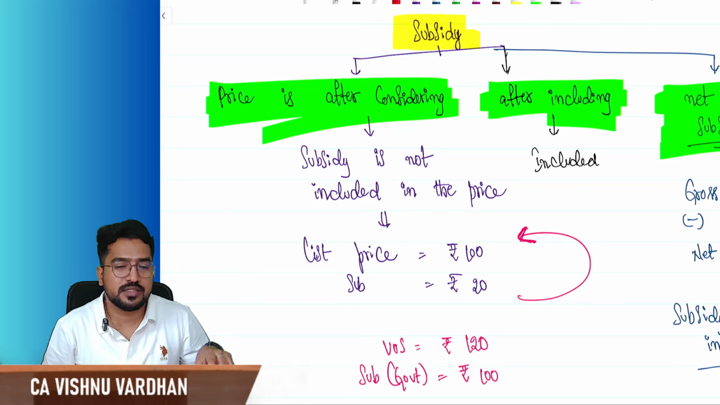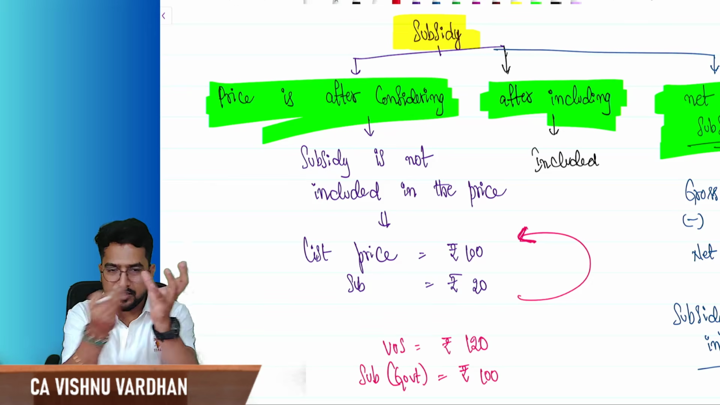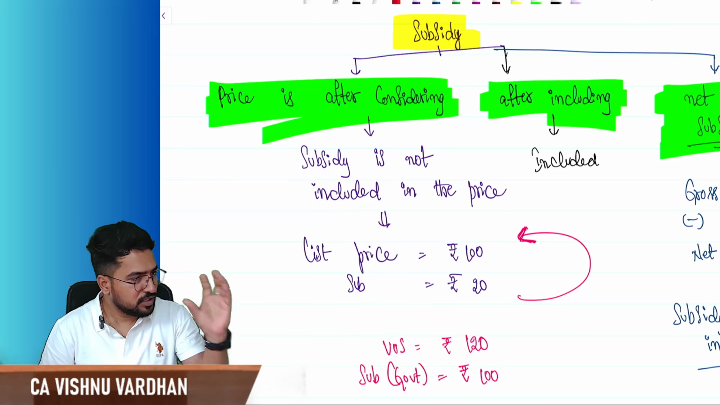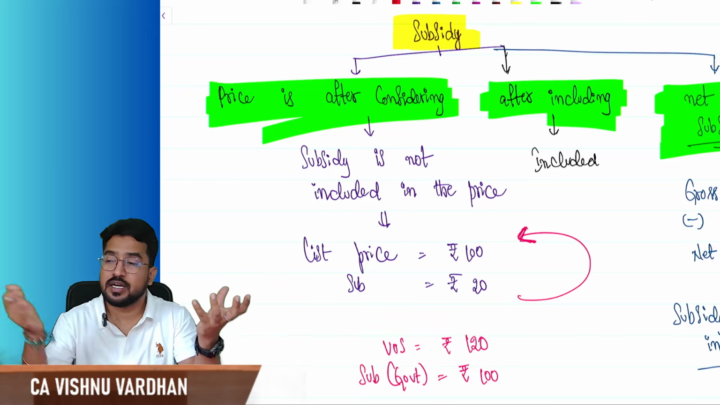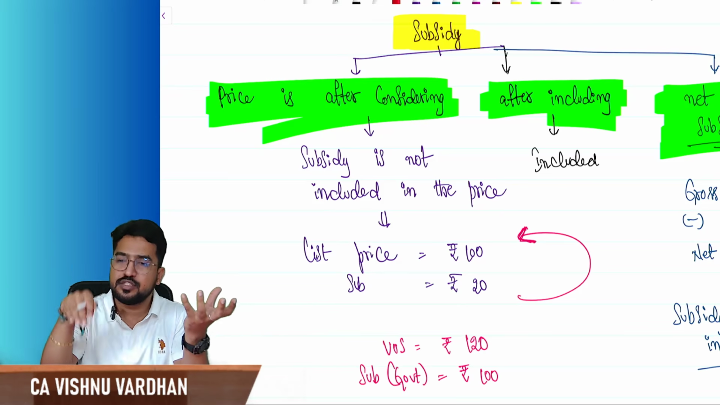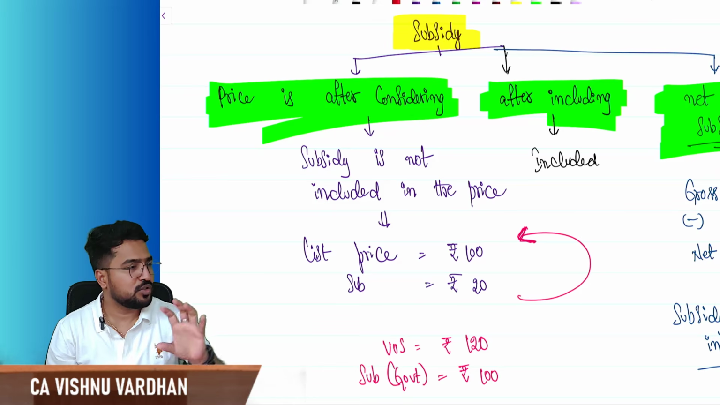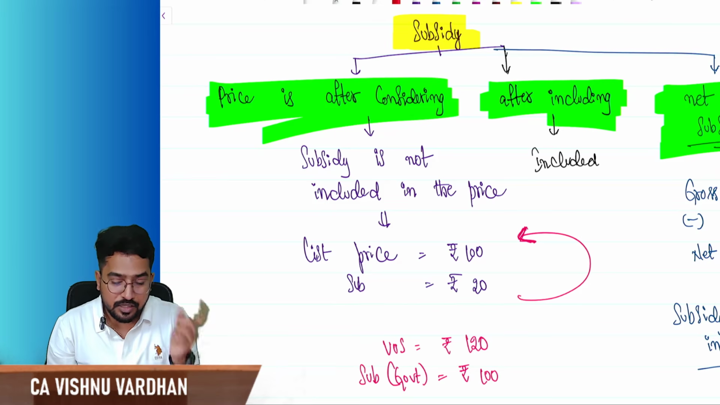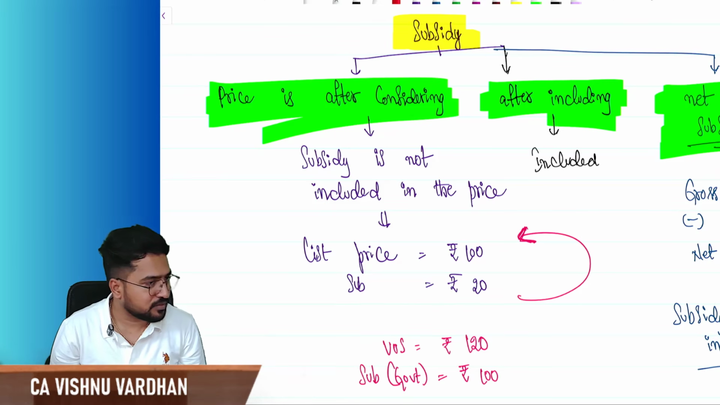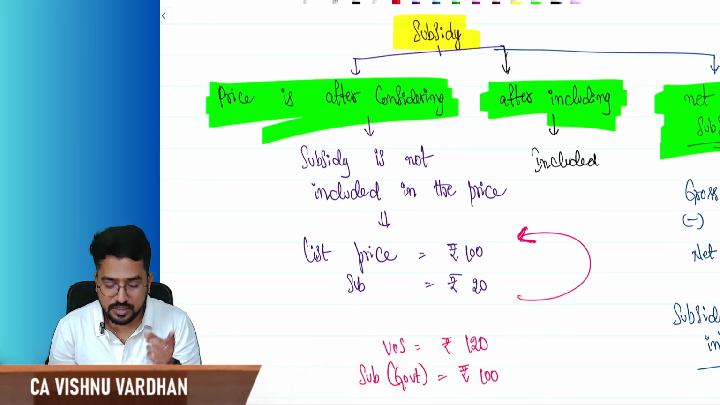It means the price is 1 lakh, and separately a subsidy of 10,000 is there. In this 1 lakh, the 10,000 is not included. This 1 lakh is decided after considering the fact that I will receive a subsidy of 10,000. So 1 lakh is different, 10,000 is different. If they have said "after including subsidy", then fine. If they say "after considering subsidy", it is not included in the price.